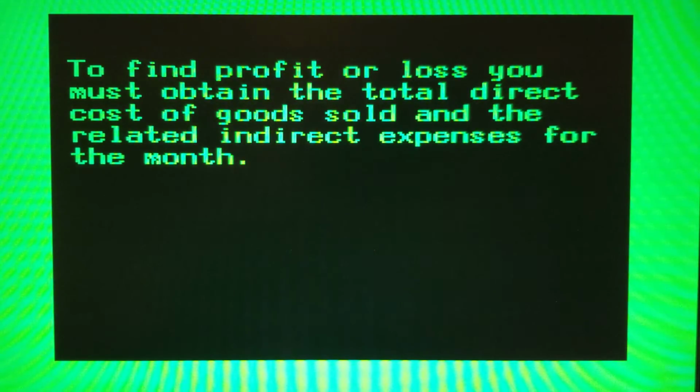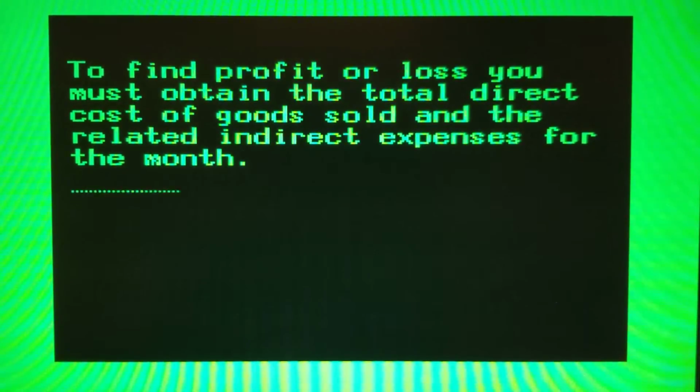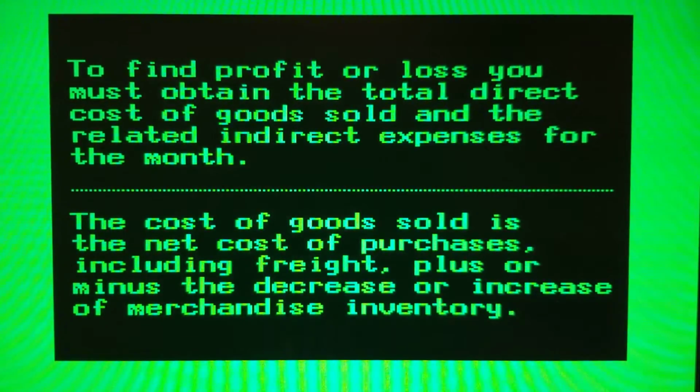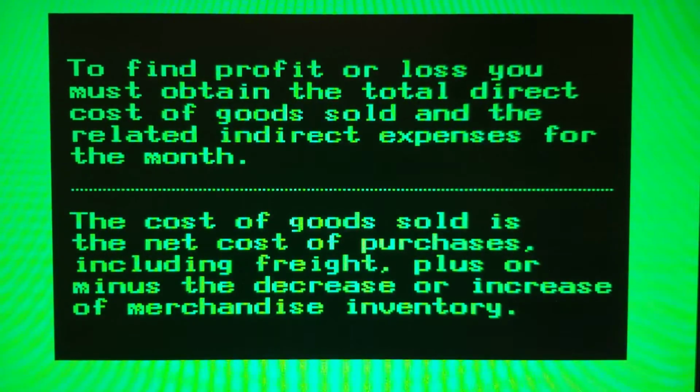After posting, checking by trial balance, and preparing monthly reports such as total sales and schedules of accounts receivable and payable, to find profit or loss, you must obtain the total direct cost of the goods sold and the related indirect costs, expenses for the month. The cost of goods sold is, of course, the net cost of purchases, including freight, during the month, plus or minus the decrease or increase of merchandise inventory. The expenses are made up of things like salaries, rent, and utilities.